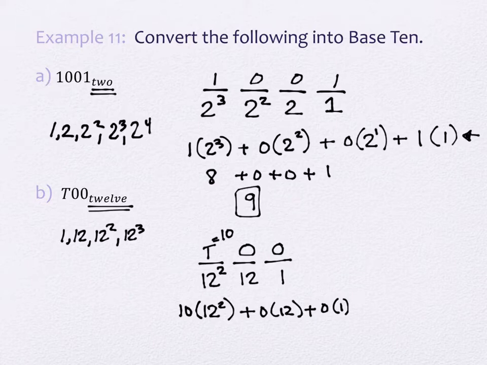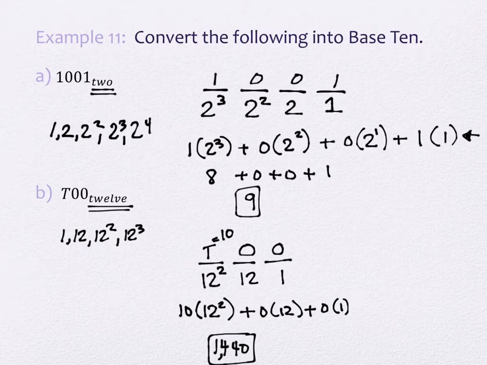And then we're going to multiply. What is 12 squared? 144. And that 144 is now multiplied by a 10. So what's 144 times 10? 1,440. Oops. And you're welcome to use your calculator as you're doing these, because some of them are going to get more involved as well.